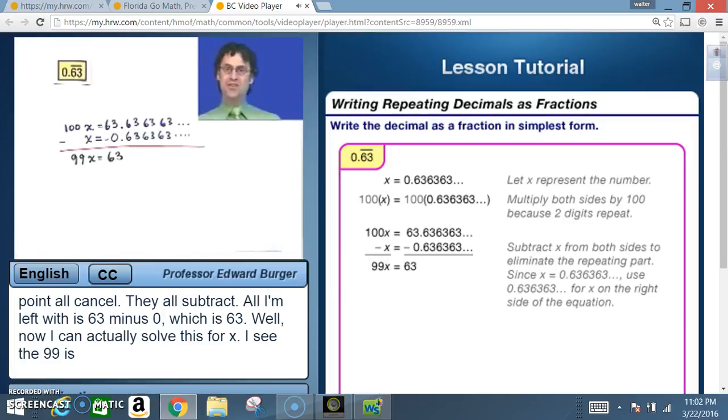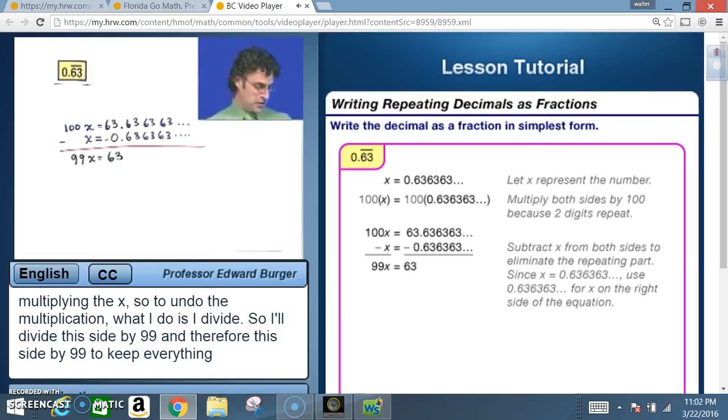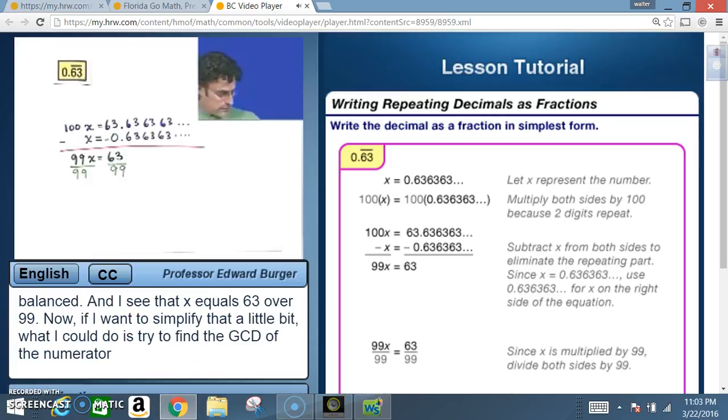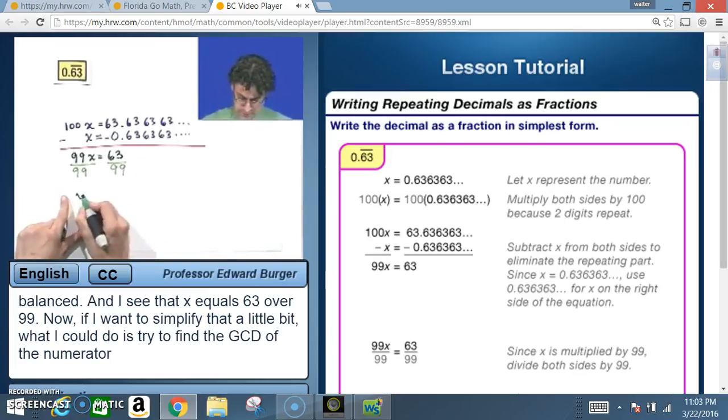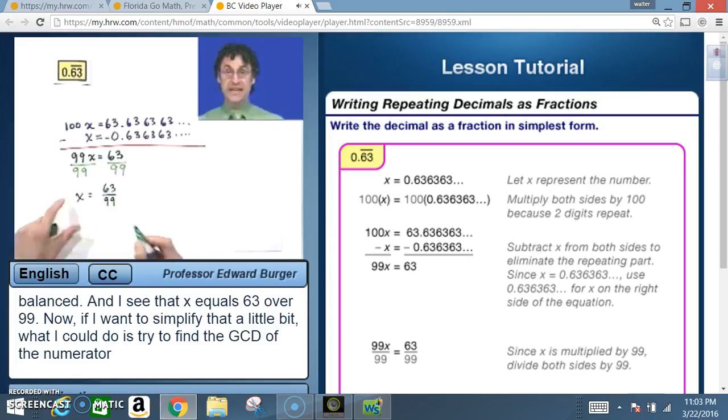Well, now I can actually solve this for x. I see the 99 is multiplying the x, so to undo the multiplication, what I do is I divide. So I'll divide this side by 99. And therefore this side by 99 to keep everything balanced. And I see that x equals 63 over 99.